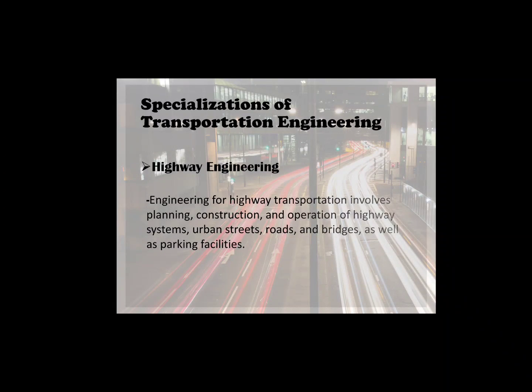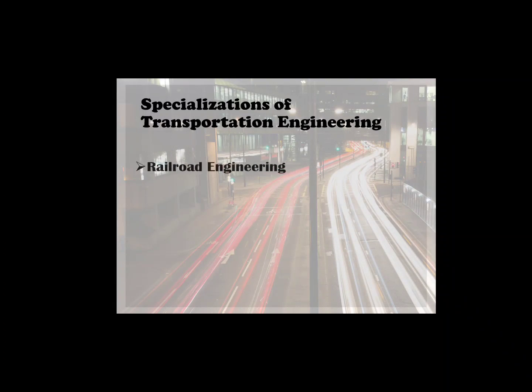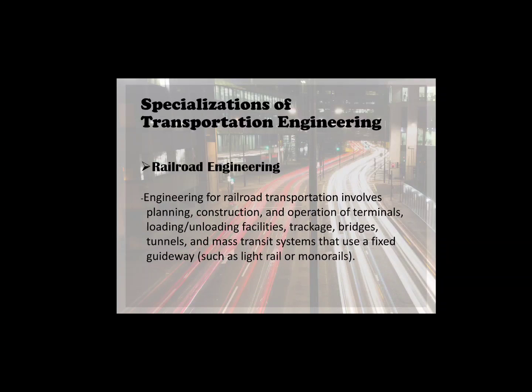Next is railroad engineering. Railroad engineering or engineering for railroad transportation involves planning, construction, and operation of terminals, loading or unloading facilities, trackage, bridges, tunnels, and mass transit systems that use a fixed guideway such as light rail or monorails. So railroad engineering handles the operation of mass transit systems. Example ani kay mga train railways. So di ba ganahan namtay two types of rails, ang light rail ug ang monorail.